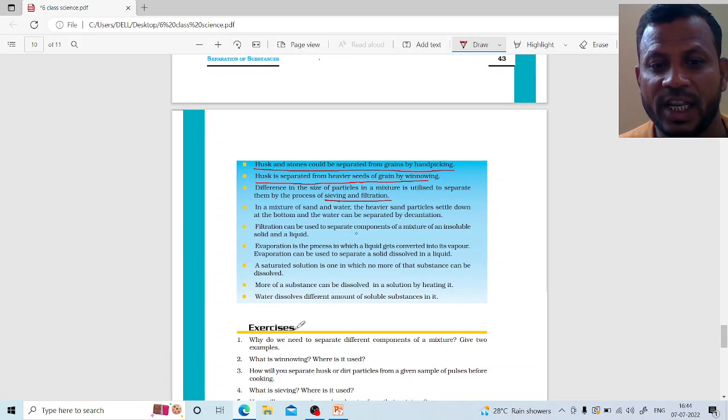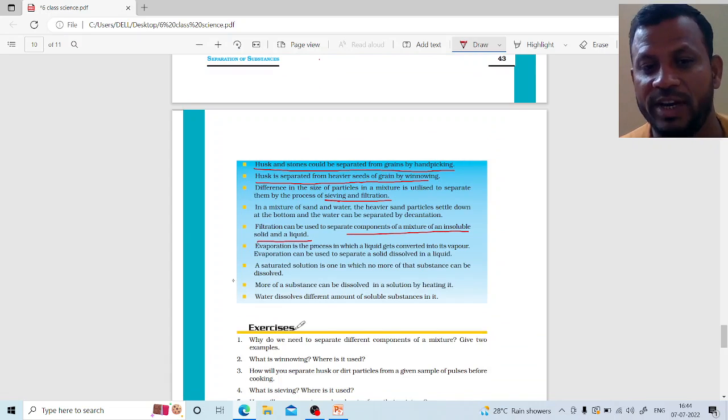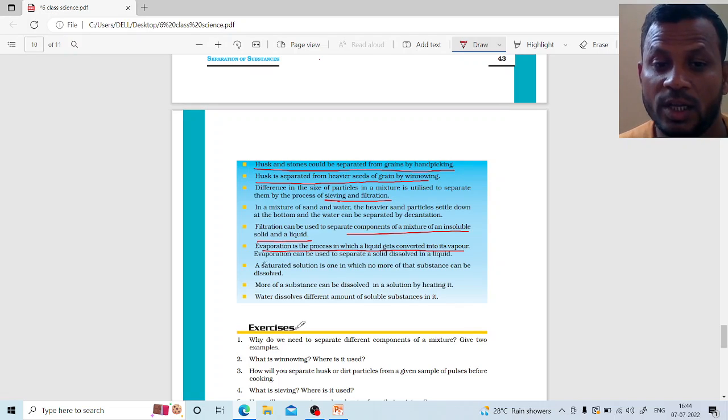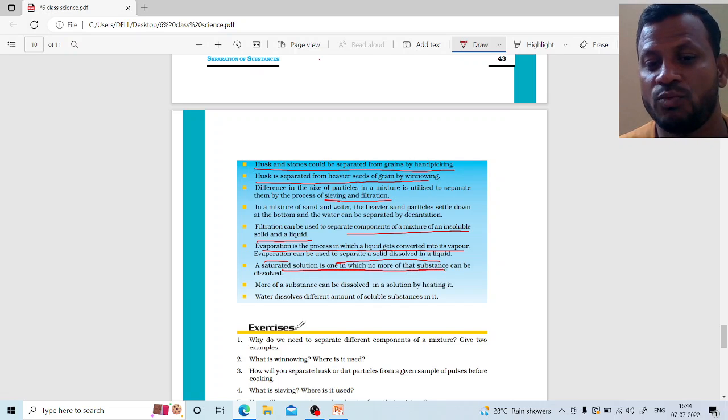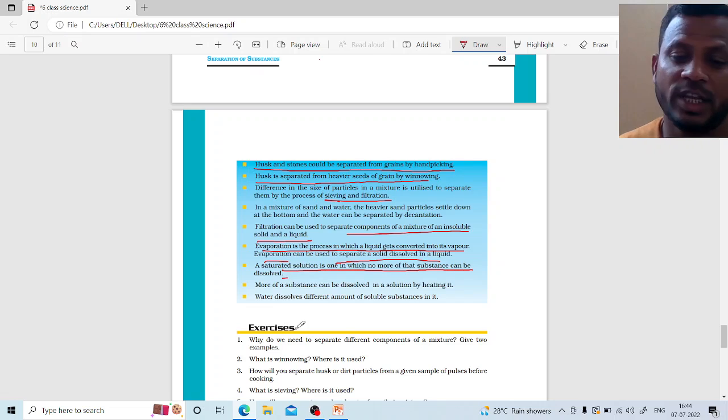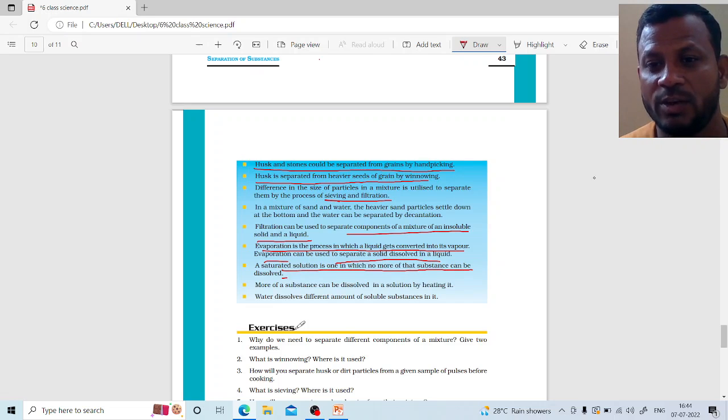The filter can be used to separate the components of a mixture, an insoluble solid from a liquid. Evaporation is the process in which a liquid is converted into vapors. We use this for separating dissolved solids from liquid. A saturated solution is one in which no more substance can be dissolved. Saturated means, I will tell you that.